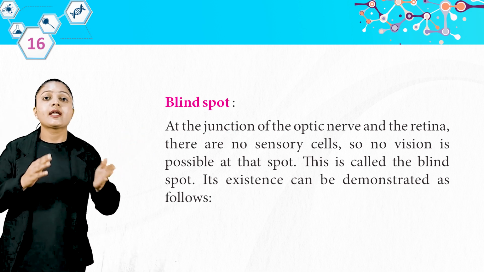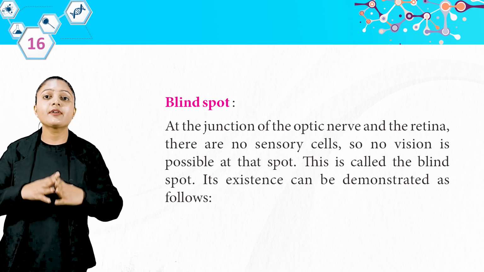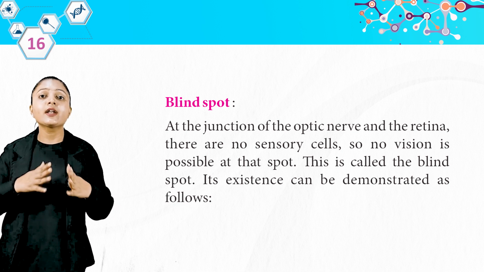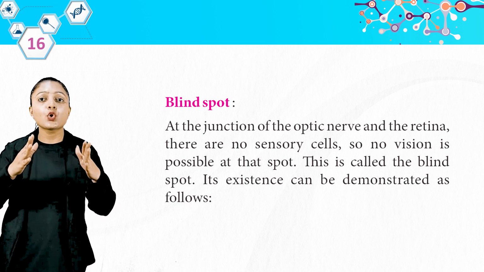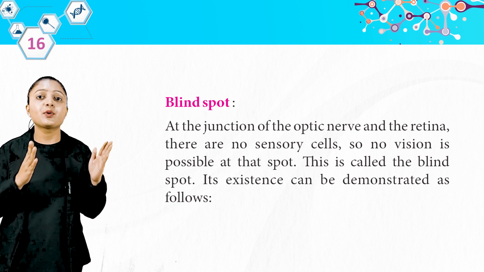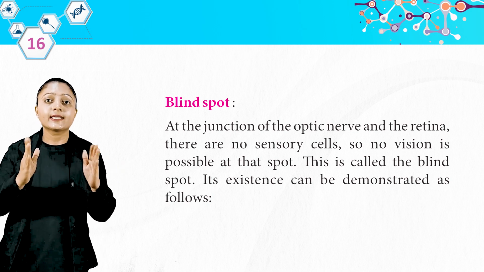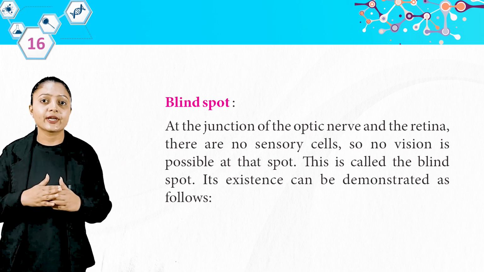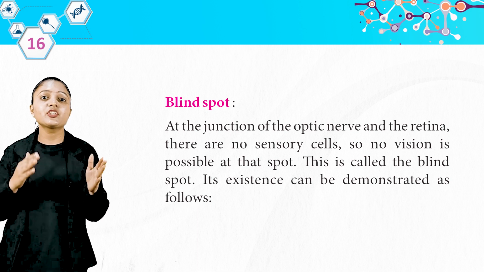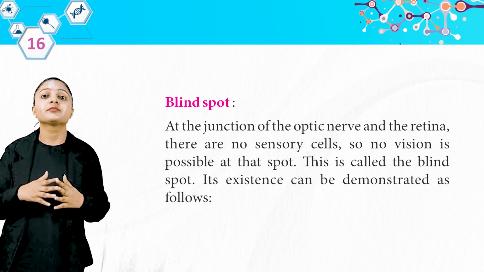Blind spot. At the junction of the optic nerve and the retina, there are non-sensory cells. So, no vision is possible to that spot. This is called the blind spot. Its existence can be demonstrated as follows.